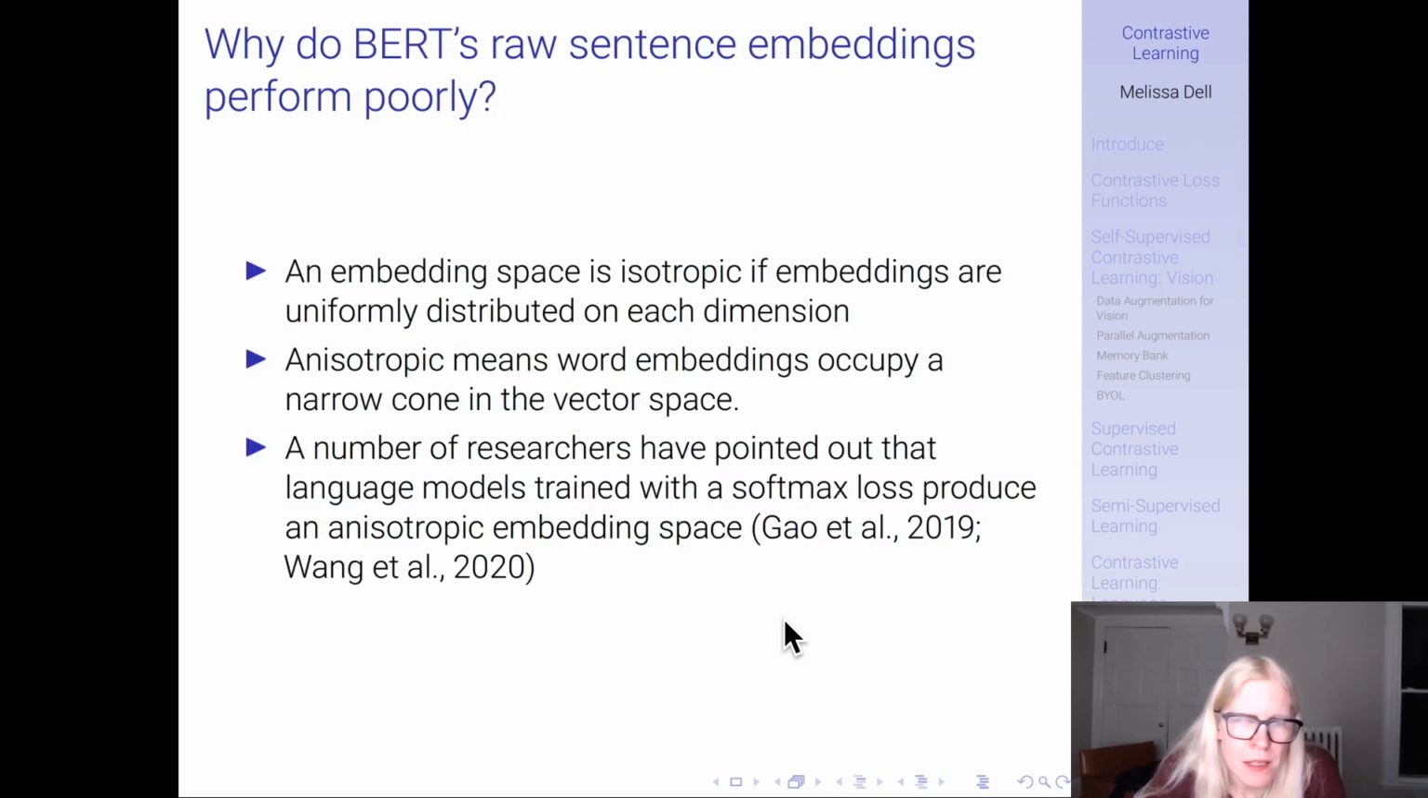first we need to define some terms. So an embedding space is isotropic if the embeddings are uniformly distributed on each dimension, and it's anisotropic if the embeddings occupy a narrow cone in the vector space. And there are a number of papers that have pointed out that language models trained with a softmax loss produce an anisotropic embedding space.